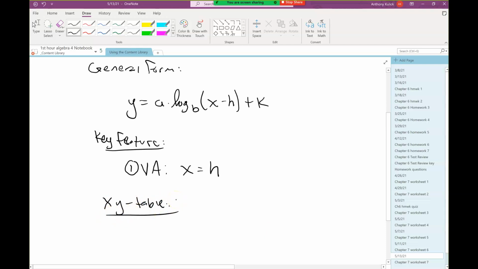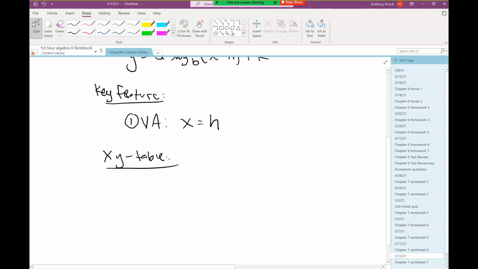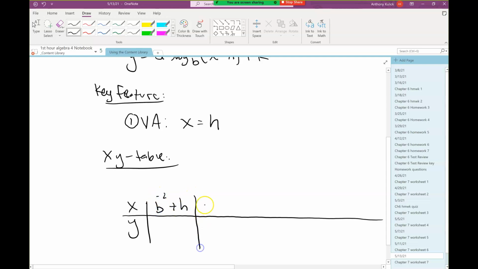Now, my goal here, when picking my xy table, is to try to not have irrational numbers in here if possible. So the way that we're going to pick our xy table is as follows. We're going to pick b to the negative 2 plus h for x, and then b to the negative 1 plus h, and then b to the 0 plus h, and then b to the first plus h, and then b to the second plus h.